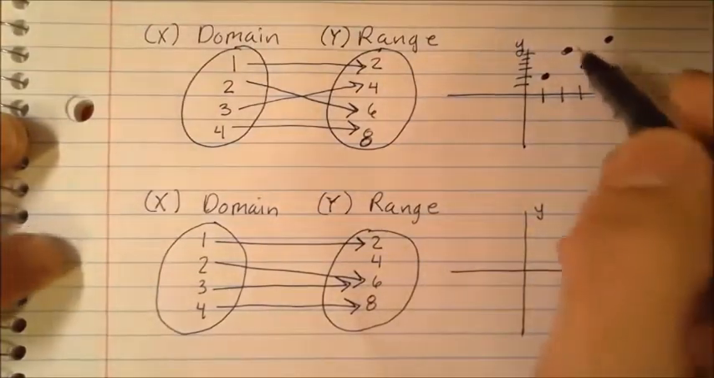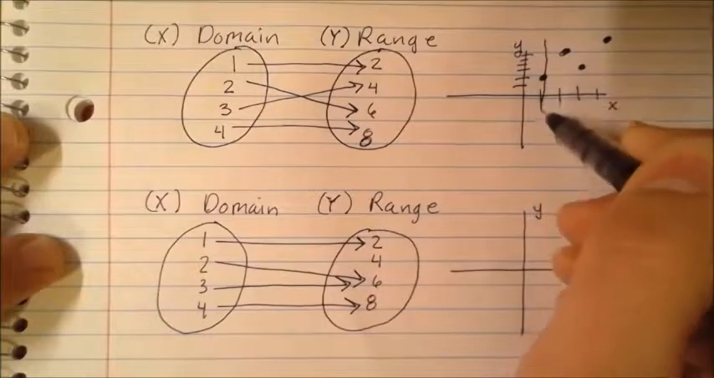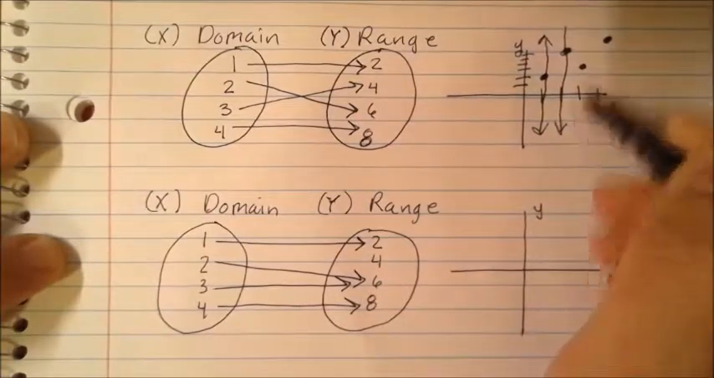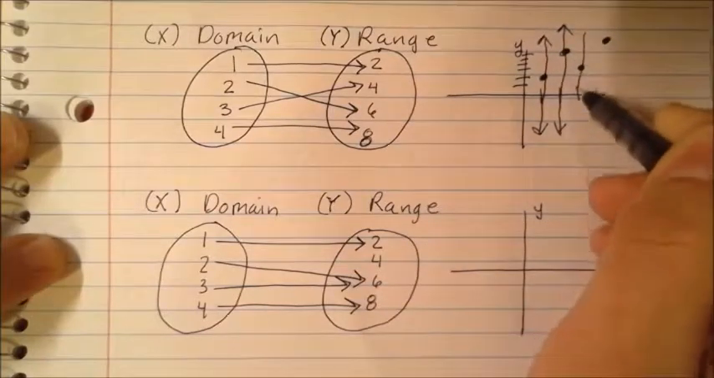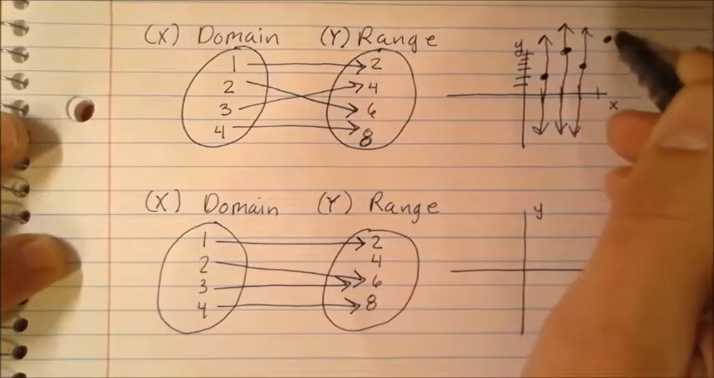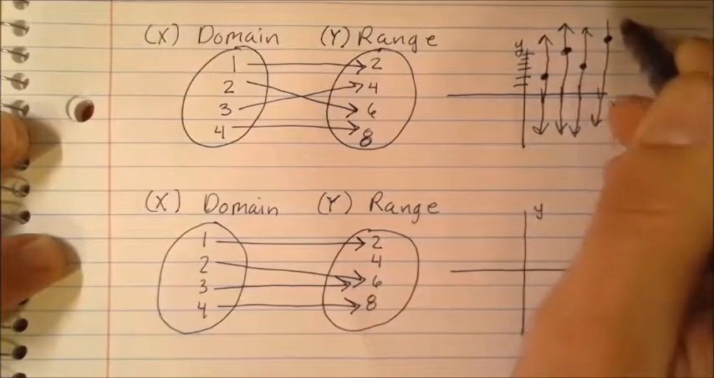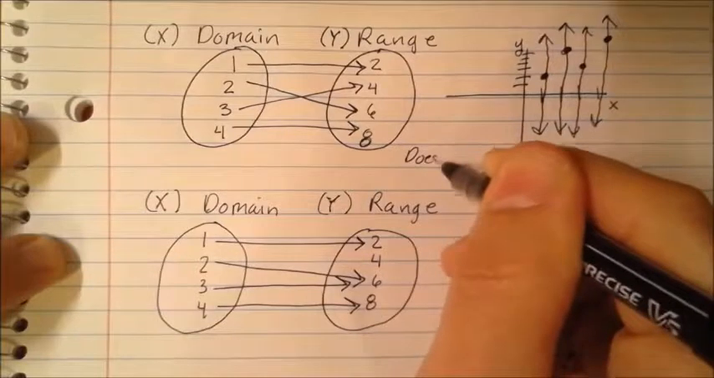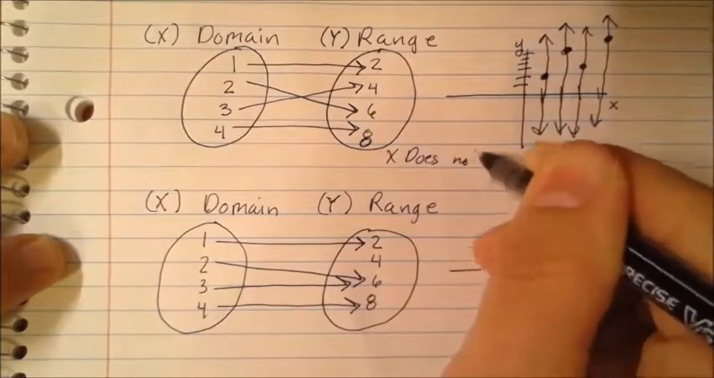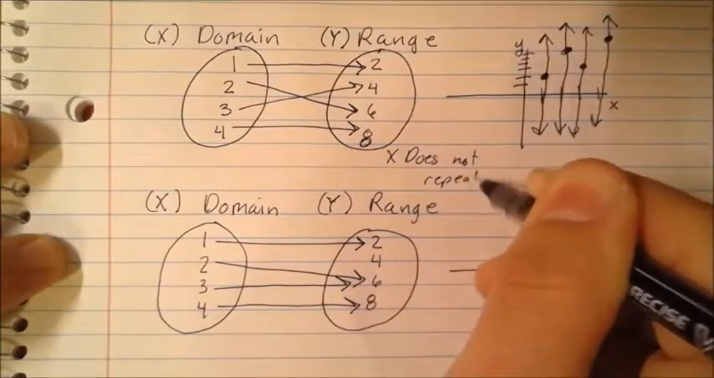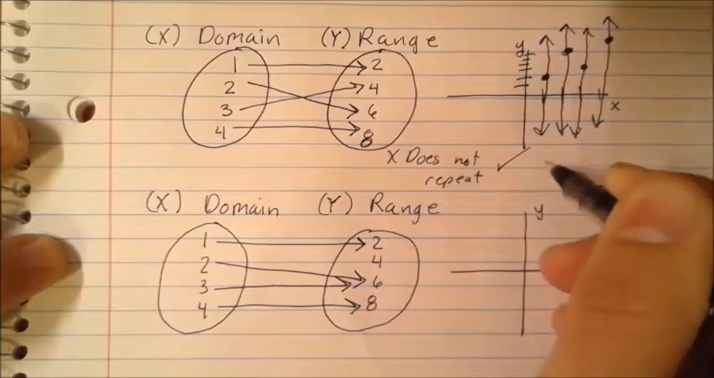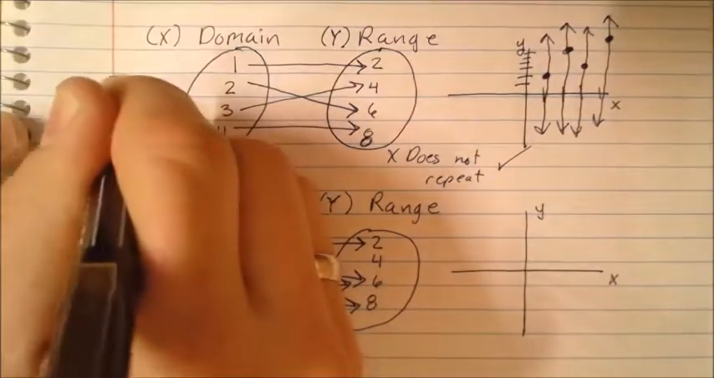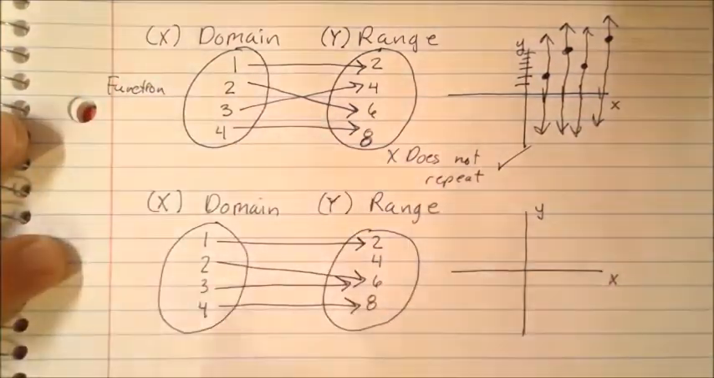But what we can do is if we did a vertical line test on it, we would notice that it only passes through one point. No matter where we put a vertical line, it only crosses through one point. That tells me that there are no repeating x values. And since x does not repeat, then it is a function. So this one right here is a function. We write function right beside it, and that's simply how you tell.